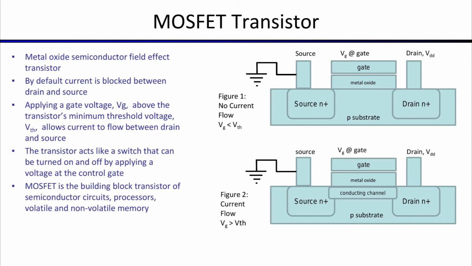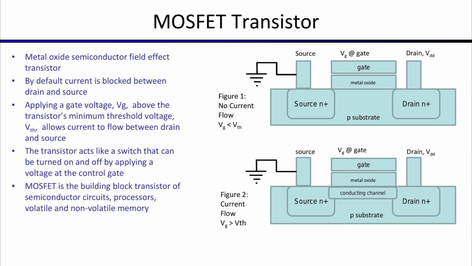You can apply an electric field across source and gate through a voltage. Say in this case, source is on ground, the drain is at VDD. By default, there will be no current flow because between the two N plus areas, there is a P substrate. By applying a voltage at the gate beyond a certain minimum threshold, you are able to build a conducting channel that allows the flow of current. So the transistor acts like a switch that can be turned on and off by applying a voltage at the gate above the threshold level.